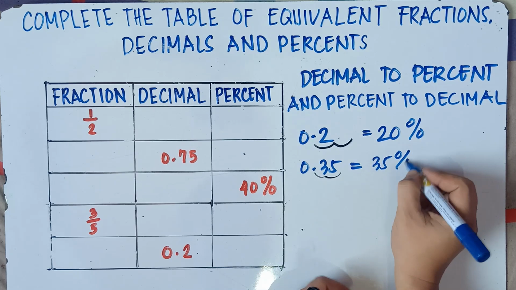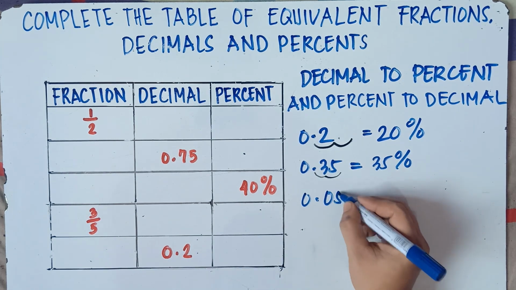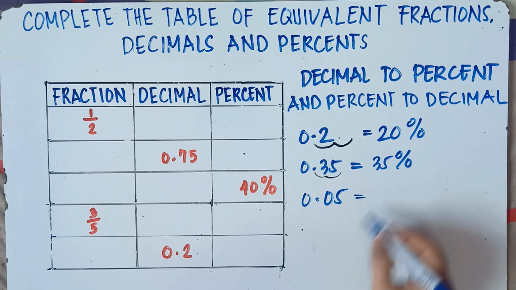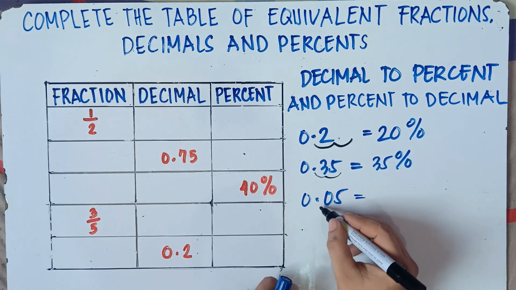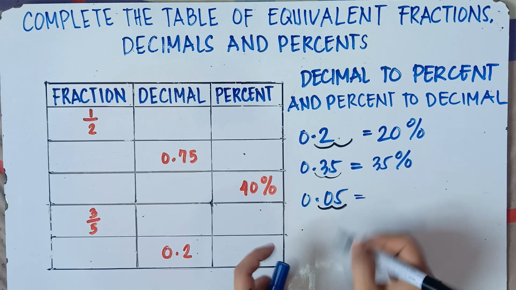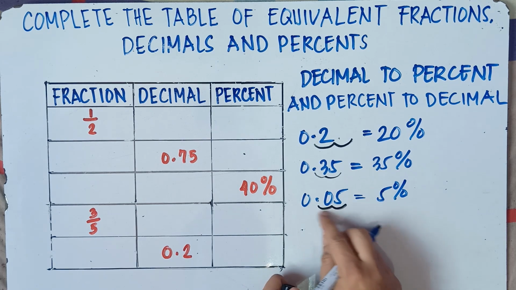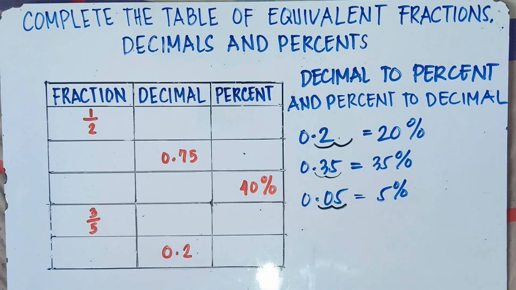That's all set. Easy, right? Let's have another example. 0.05. Decimal, convert to percent. What's the answer, class? That's correct. Converting this one, move the decimal point, 1, 2, the remaining is 5, then put percent. This will be 5%.